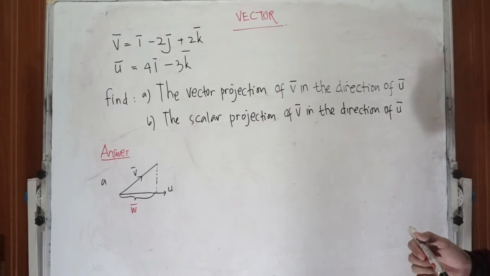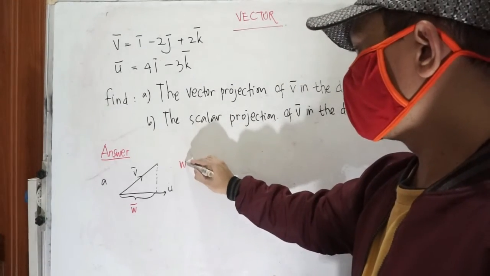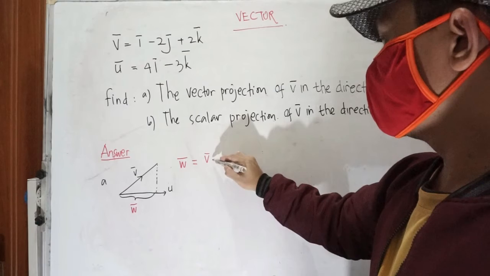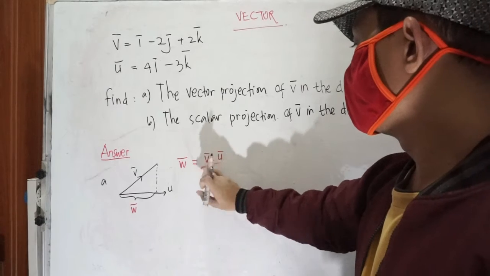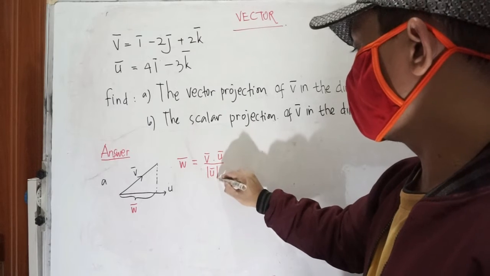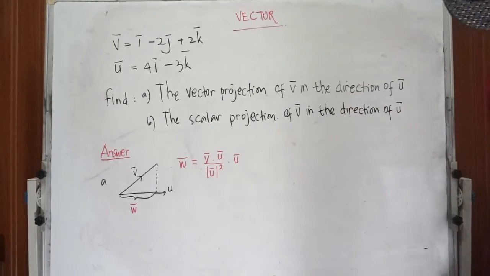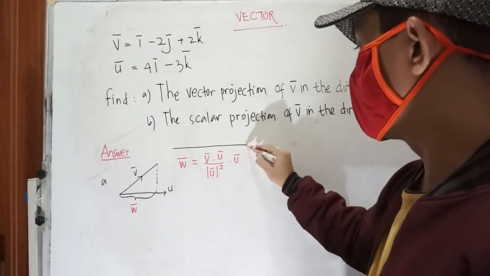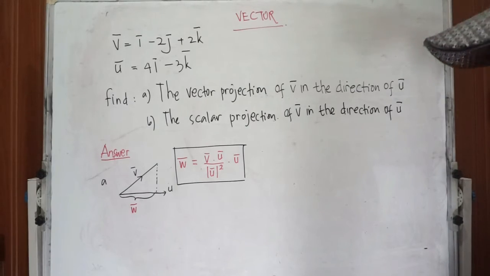The vector projection of V in the direction of U. So the formula is: vector projection equals V dot U over the magnitude of vector U squared, times vector U. Right? Okay. This is the formula of the vector projection. Right? Okay, now we are going to find V dot U.